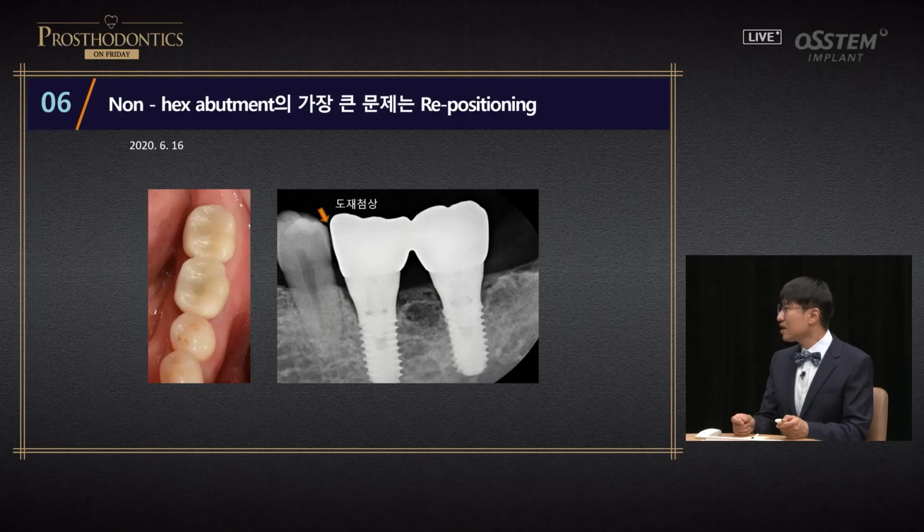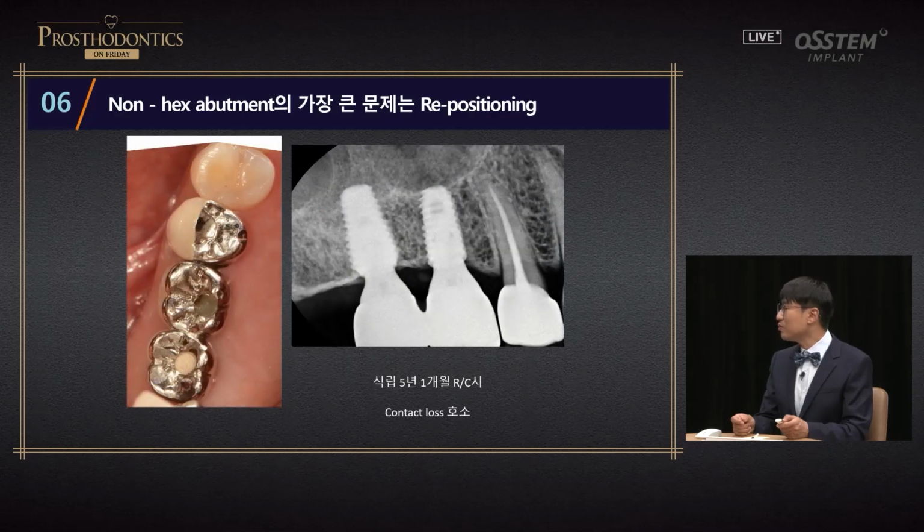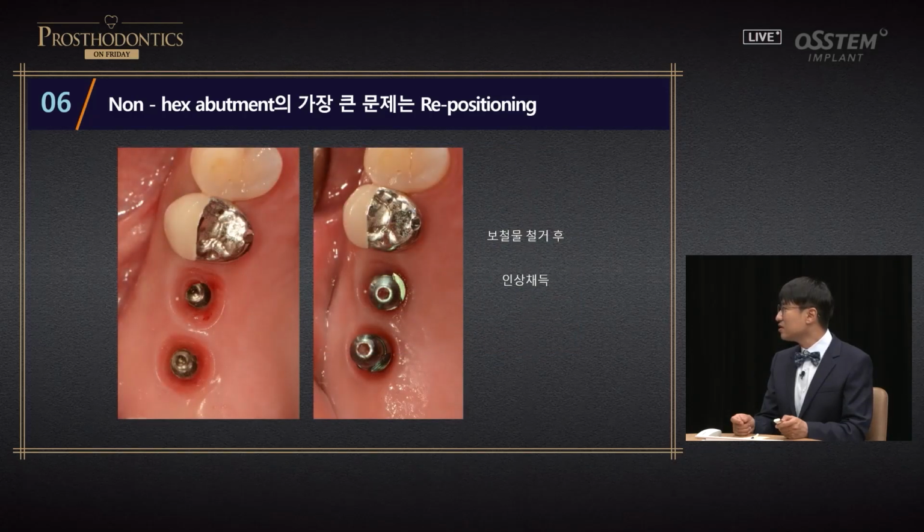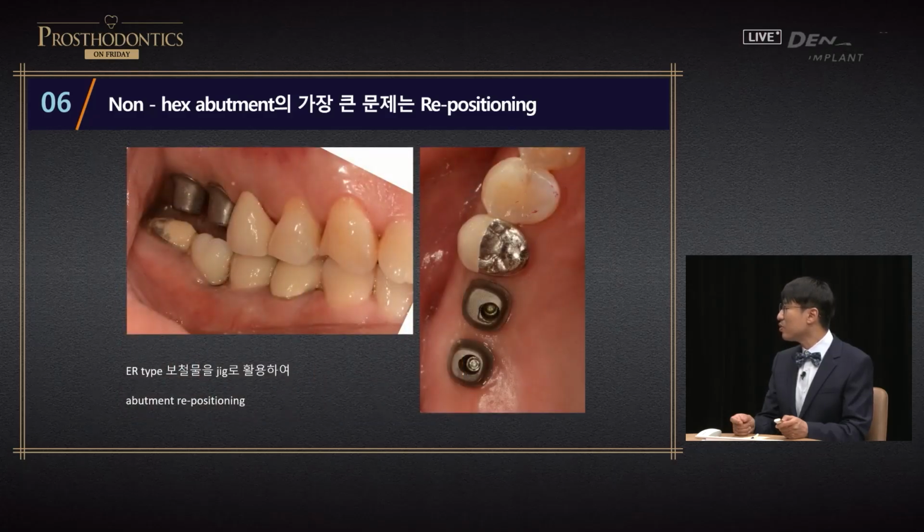A lot of people wonder whether you can use prosthesis as jig. With time, in non-hex abutment, that is the question. After 5 years, contact loss occurred. Prosthesis was removed. And implant level impression was taken for contact adding. The person did not have jig. The prosthesis was used as a jig to reposition the prosthesis.